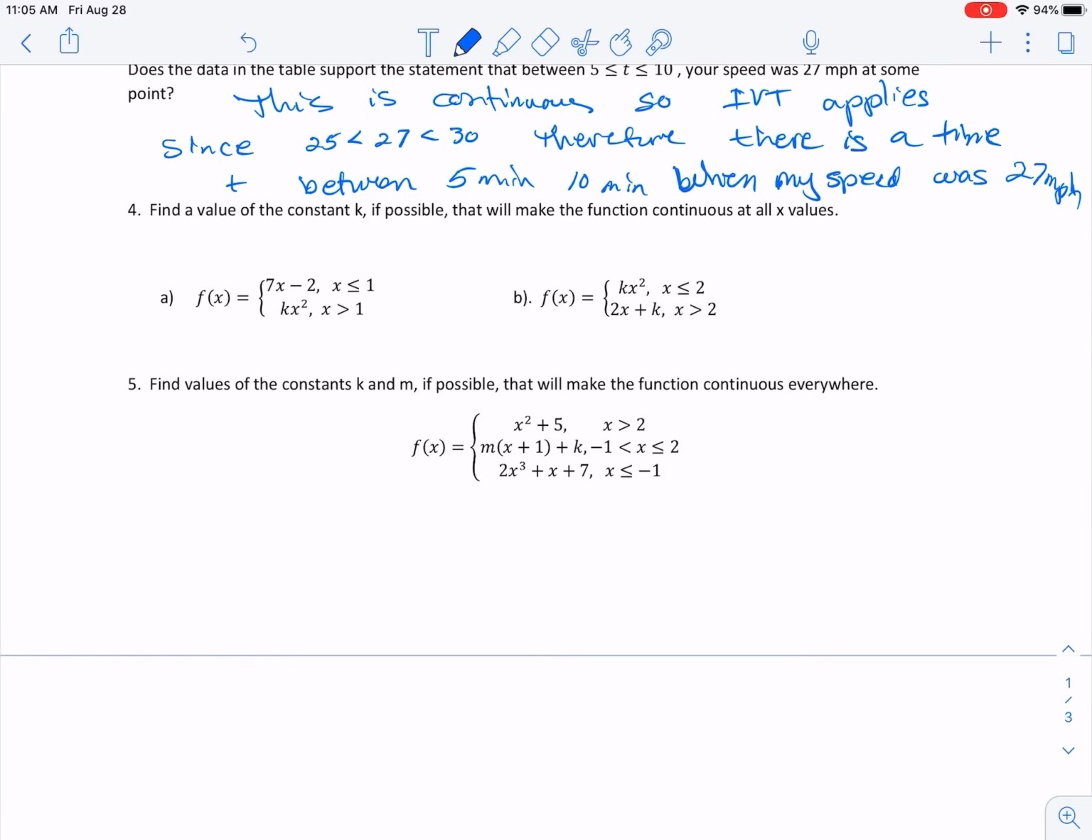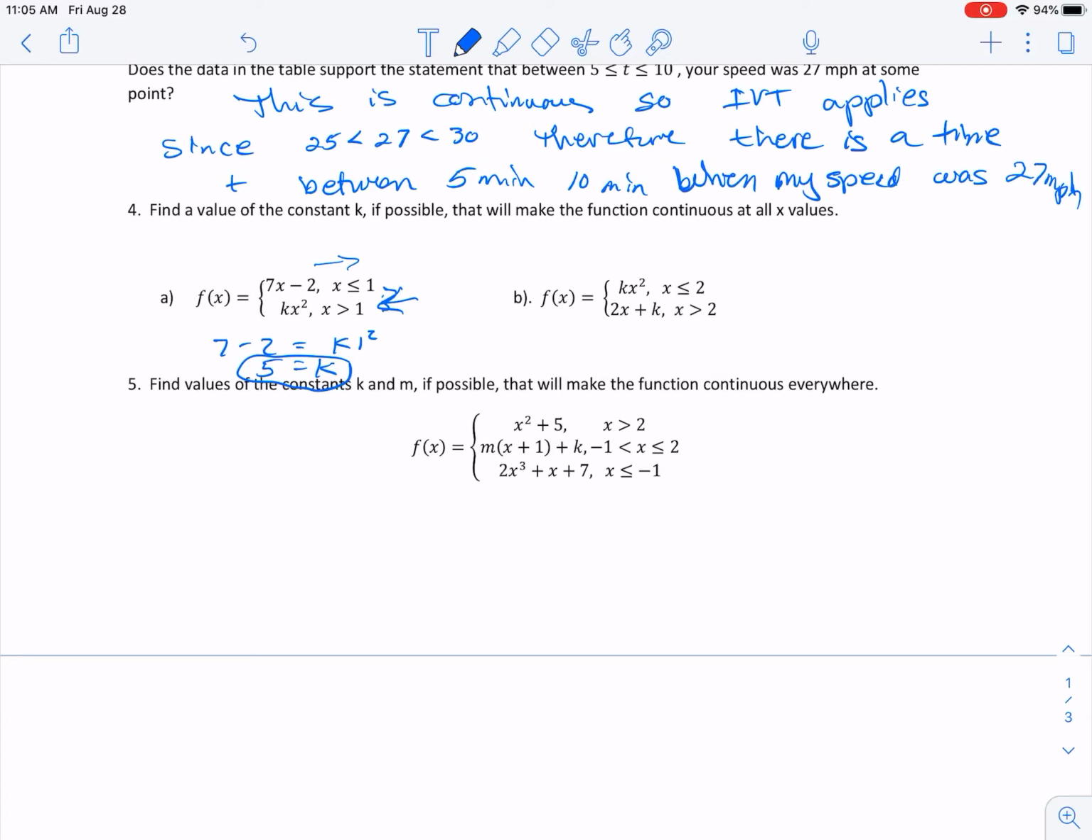It says find the value of the constant k, if possible, that will make the function continuous for all values of x. So what you're worried about is the point where there's a break. You got a piecewise function. This is coming in from the left. This one's coming in from the right. You want them equal. So you plug in 1. So you got 7 minus 2 equals k times 1 squared. So you get 5 equals k. Oh, we're done. So if k was 5, you're going to have a continuous function.